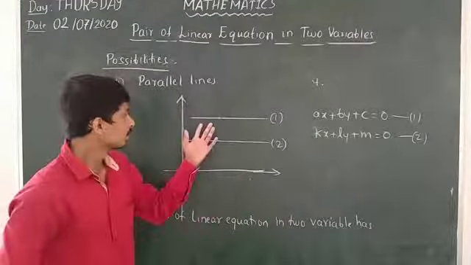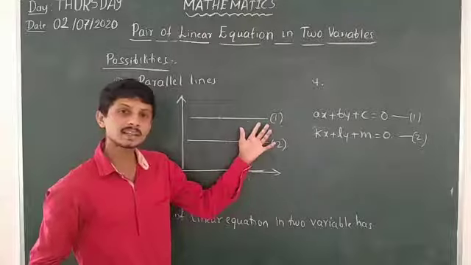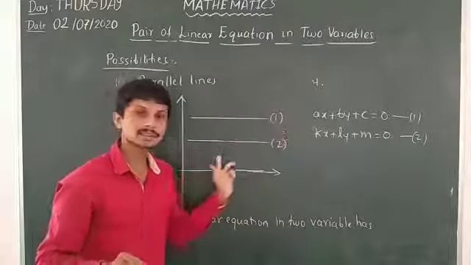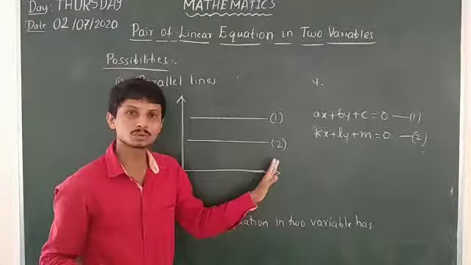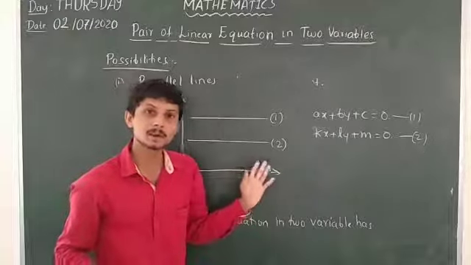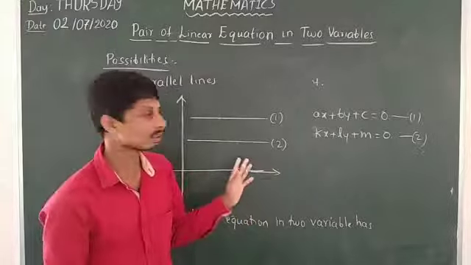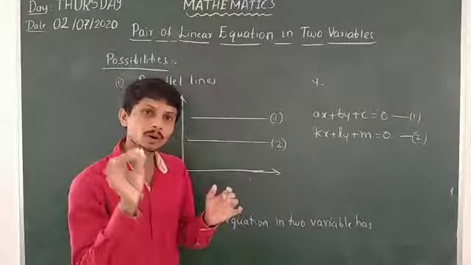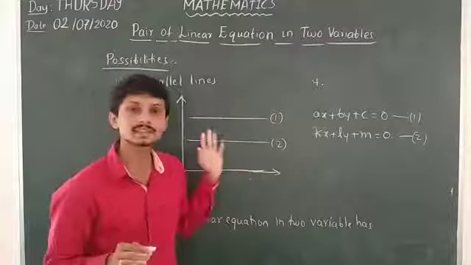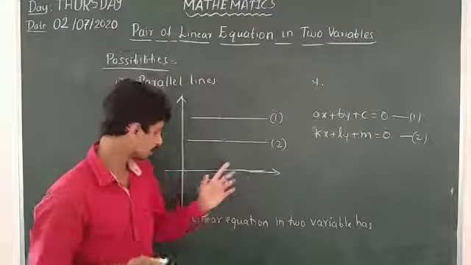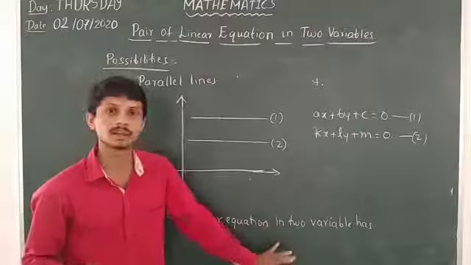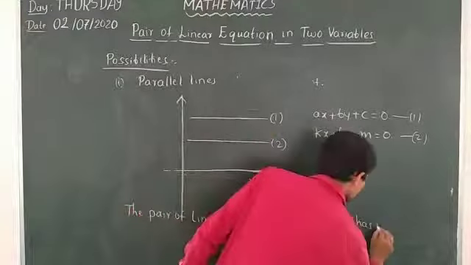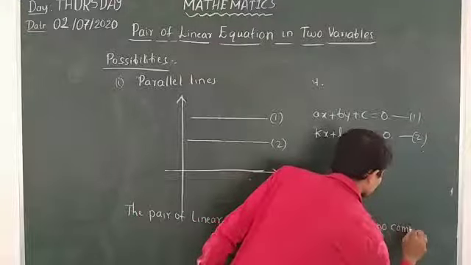Here the straight line represents the solutions of equation 1, and this is the straight line of equation 2. Both are the geometrical representation of a pair of linear equations in two variables. In the previous case we found one intersecting point, but here there is no intersecting point. So that means the pair of linear equations in two variables has no common solution.